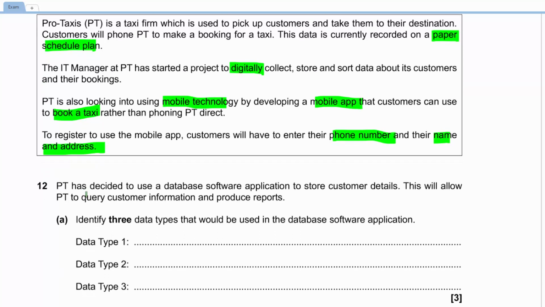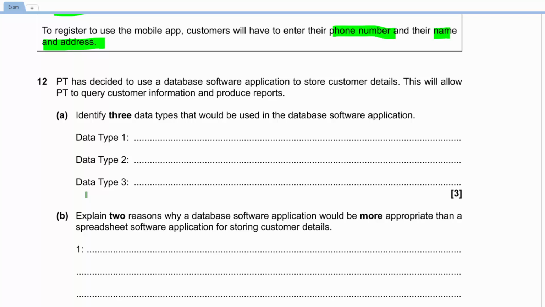So first question in this section: PT has decided to use a database software application to store customer details. This will allow PT to query customer information and produce reports. So query is another word for searching, really, so searching for particular customers, and a report is a summary of the data in that database. So for A, we must identify 3 data types that will be used in this database software application. So a data type is a category of data, so things like numeric, alphanumeric, text, object, boolean, etc.